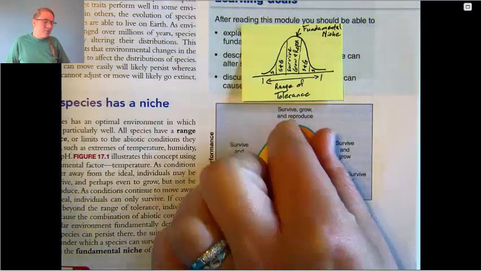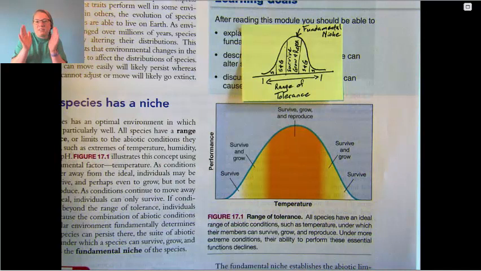But if we get in a little bit more narrow to that perfect ideal area, that's what's called the fundamental niche. This is where an organism can not only survive and grow, but it's also healthy enough to be able to reproduce. Now, the fundamental niche is a pretty big concept that overarches this entire module.